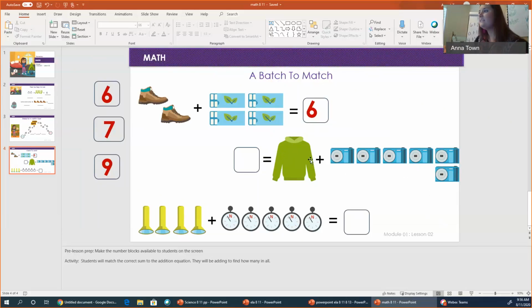1 plus 6 is our equation. 1 and 6 are our add-ins. I want you to add all of this together to find our sum. Once you have the sum, I want you to say it out loud. Good job. You should have 7 as the sum. 1, 2, 3, 4, 5, 6, 7. Move this over here.